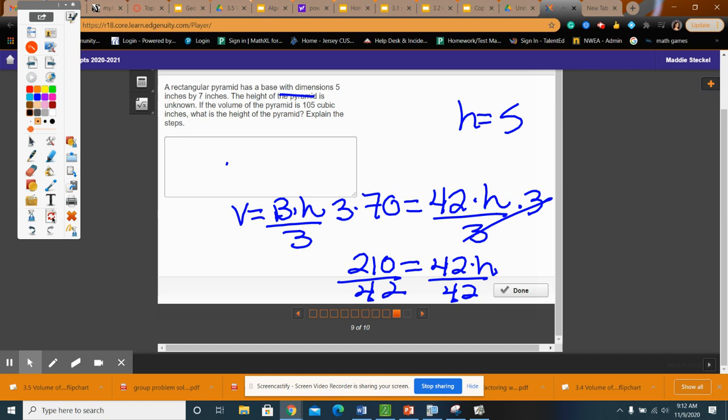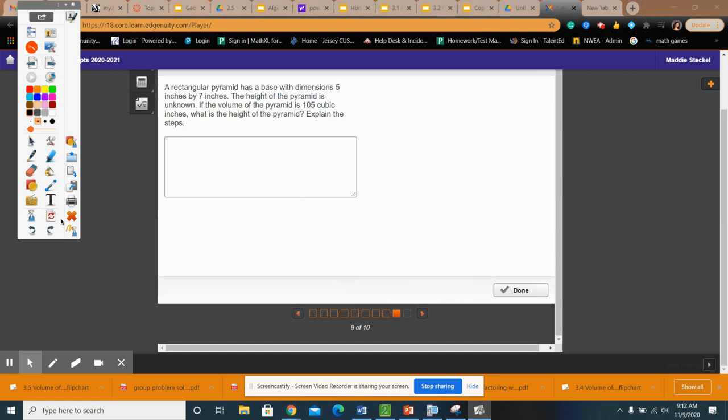How do you find the height of a pyramid given the measurements of the base and the volume? Okay, well, if they tell me the volume, what do I have to do? To find big B, I would take 5 times 7 and get 35. That would be big B. That would be the rectangle.